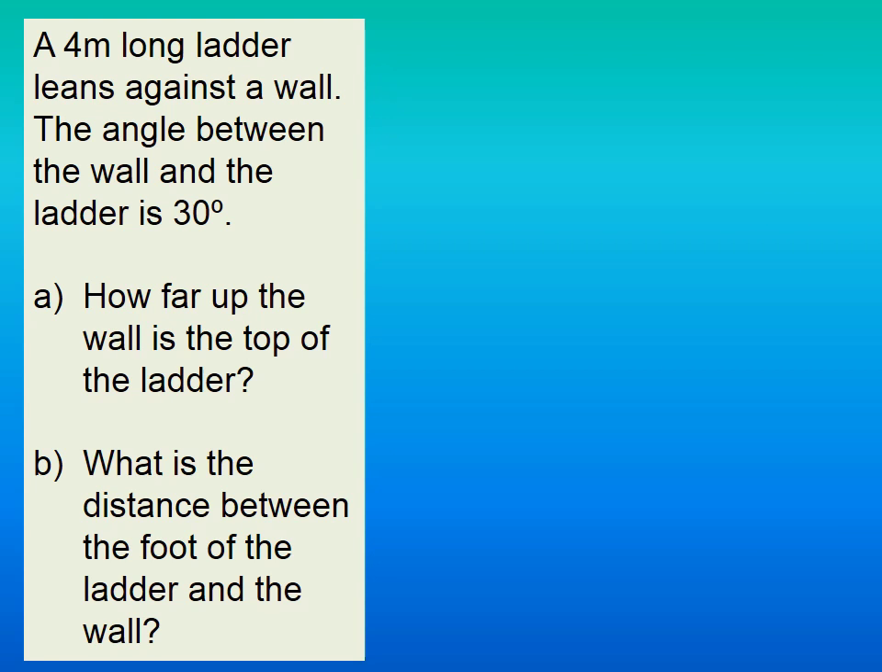Another one. This is a very common question and some easy mistakes to avoid. So, a 4 meter long ladder. It's my ladder and it's leaning against a wall. The angle between the wall and the ladder, and this is where mistakes are made, make sure you're labeling the correct angle. So the ladder and the wall, this is the angle, and that is 30 degrees. Question A, how far up the wall is the top of the ladder? So we are trying to measure this height here. How far up the wall is the ladder?